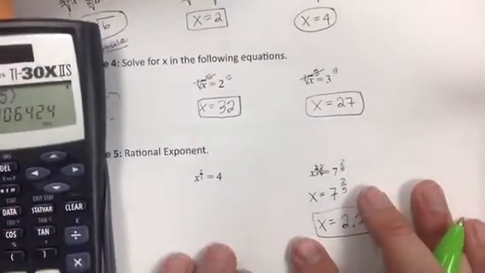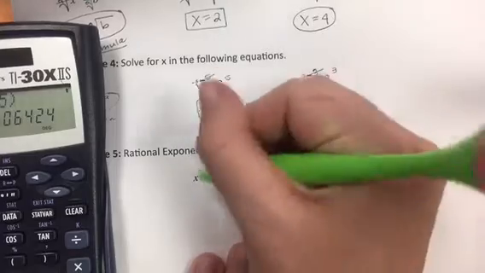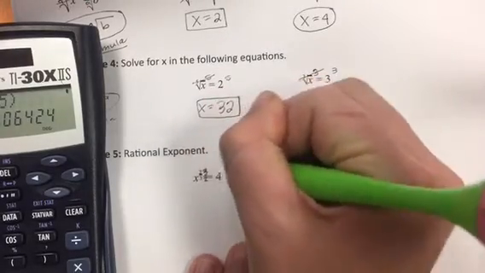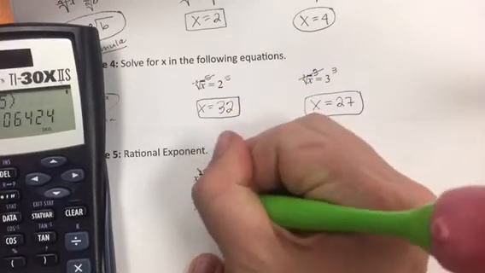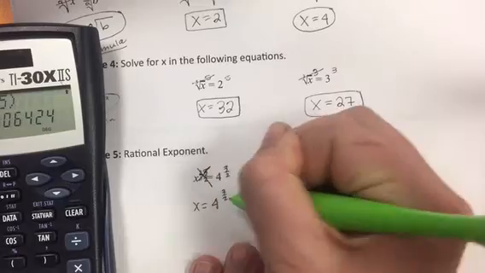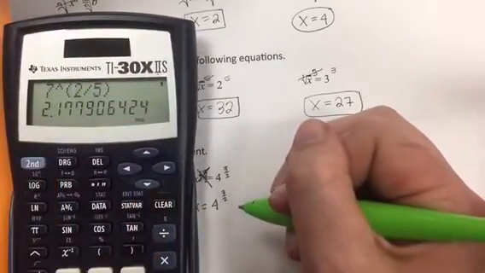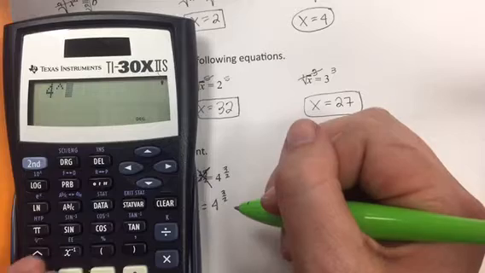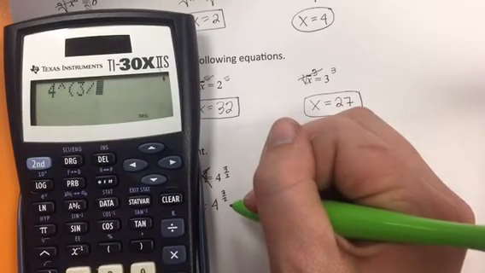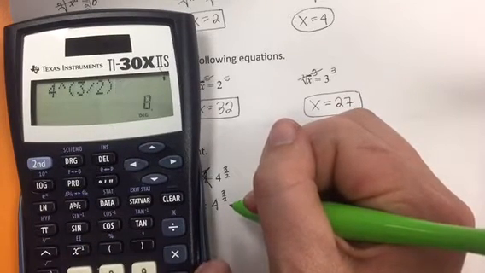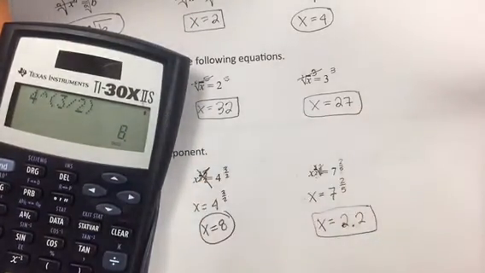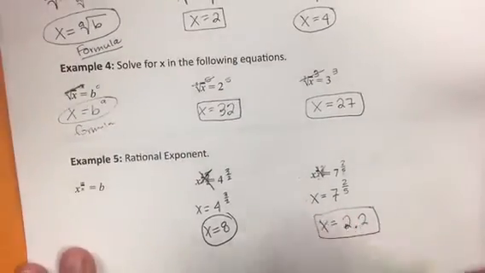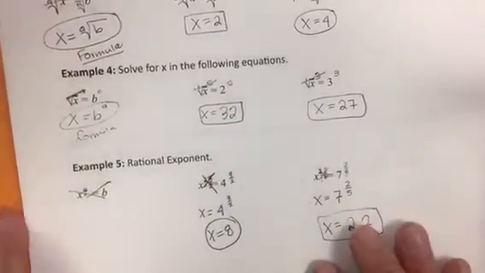All right, for the next one, we have a power of 2 over 3. To cancel it out, we're going to do 3 over 2, the reciprocal. Gone, gone. x equals 4 to the power of 3 over 2. 4, caret button, parenthesis, 3 divided by 2, close parenthesis, is 8. X equals 8. Right. We'll skip this one for today and go to the back side of your notes.